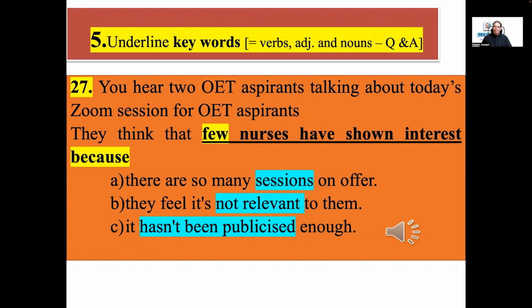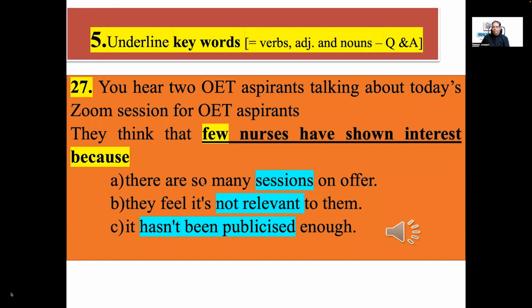So there are so many sessions. What are the reasons? One is there are so many sessions on offer. They feel it's not relevant to them. It hasn't been publicized enough, which means you have not posted the notice on all the platforms, something of that sort. I'm just taking it as an example, not the fact. So I told reason first, second, and third, and you'll be asked to choose one reason. So you have to understand this structure.